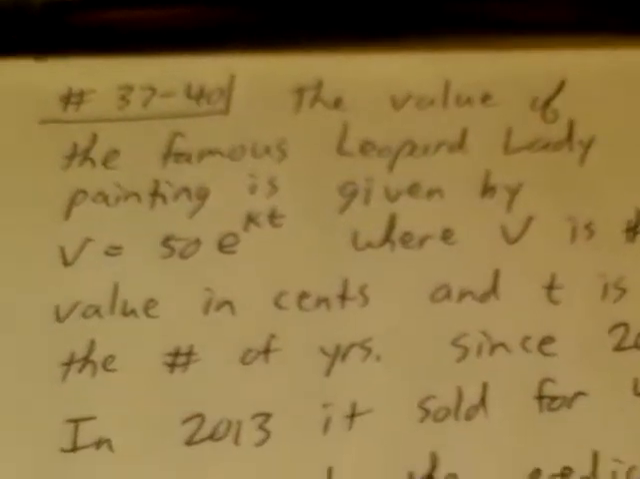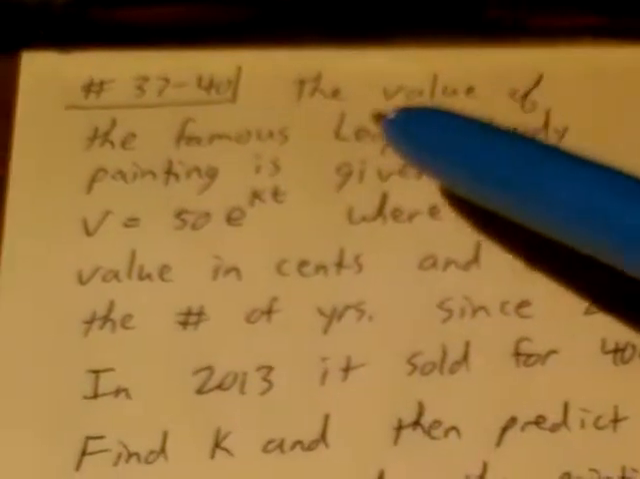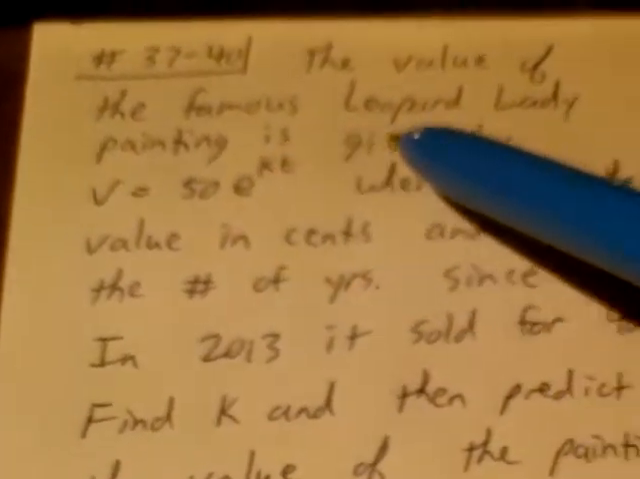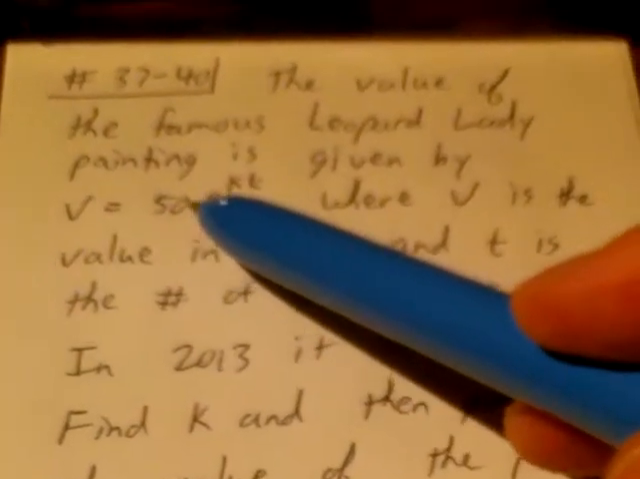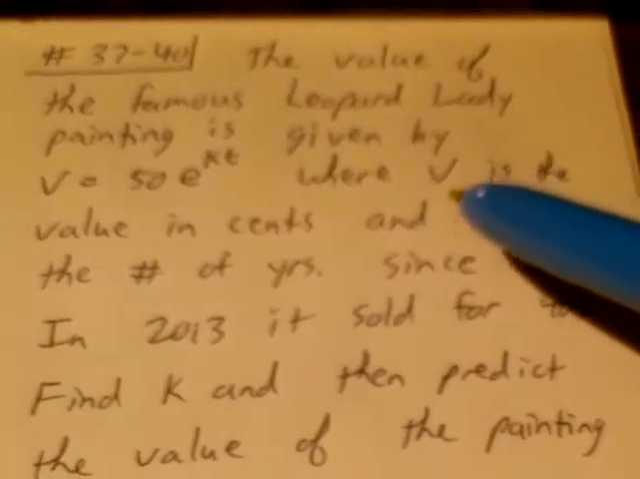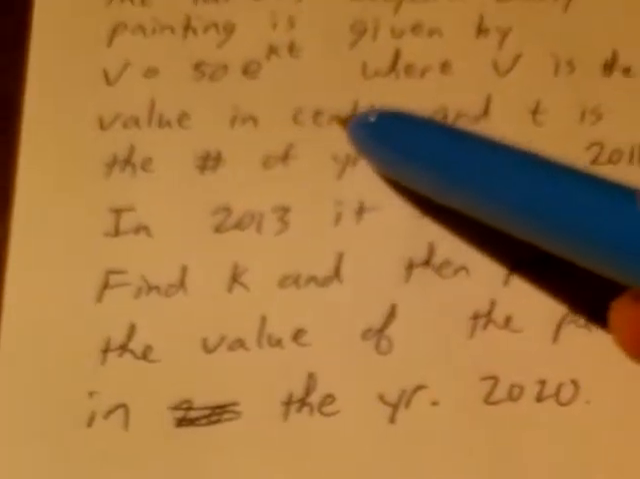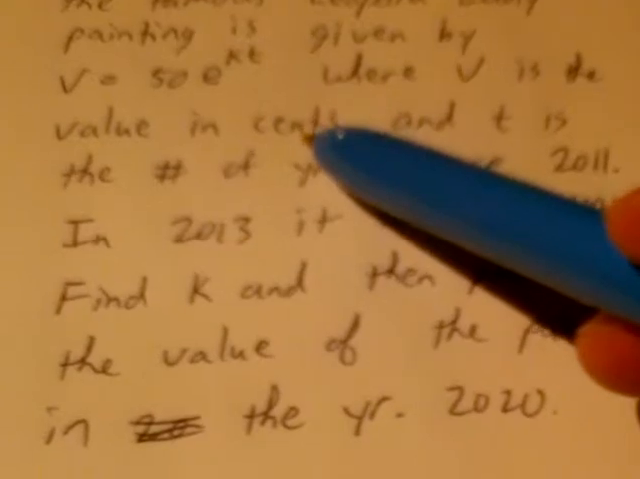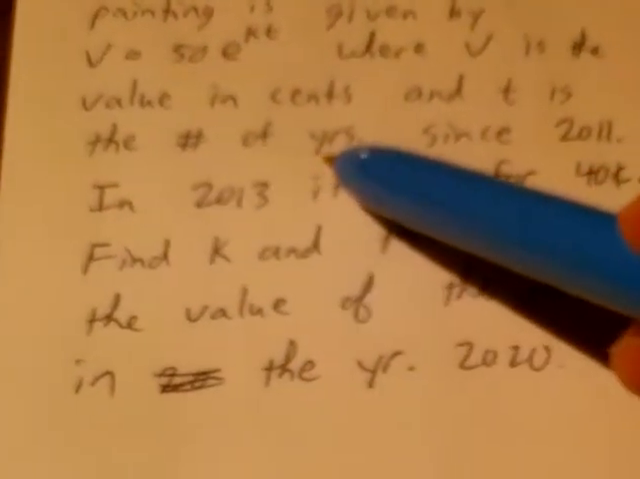So here it is. This is for problems like 37 through 40 on your homework problems. The value of the famous leopard lady painting is given by V equals 50e to the kt, where V is the value in cents. Yes, you heard me, cents. And T is the number of years since 2011. In 2013, the painting sold for 40 cents. Find k, and then predict the value of the painting in the year 2020.